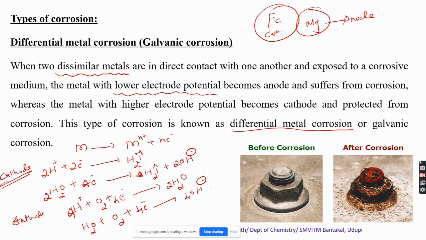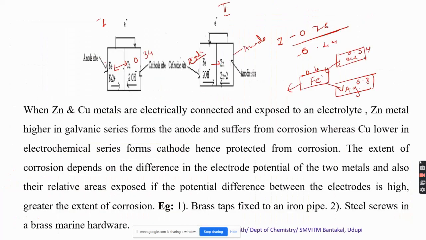Differential metal corrosion. It introduces two different metals. The metal with a lower electrode potential acts as anode and undergoes corrosion. The metal with a higher electrode potential acts as cathode and is unreactive. Also, it depends on the difference in the position of the metals in the electrochemical series. The higher the difference, as well as the higher the relative area exposed to the atmosphere, the rate of corrosion is usually high.